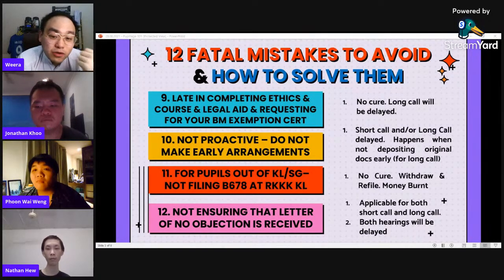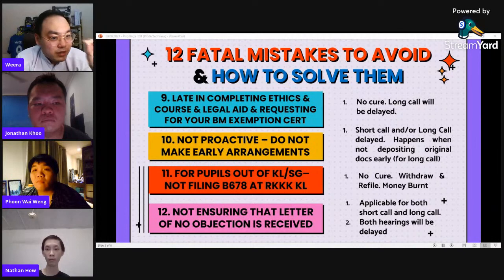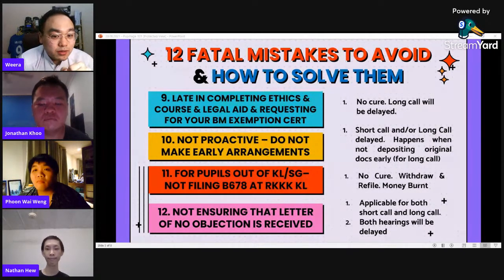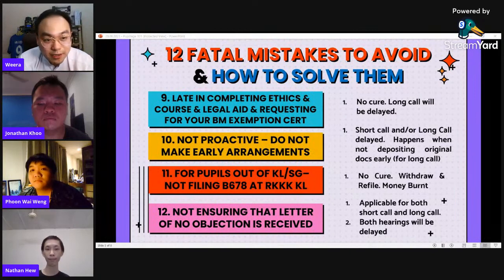If you do this mistake, no cure, you have to withdraw and refile it again to the right court. You have to withdraw the one at Penang High Court, and you have to file the Borang 6, 7, and 8 into the KL court as you should. Okay, money burn if you do the mistake.